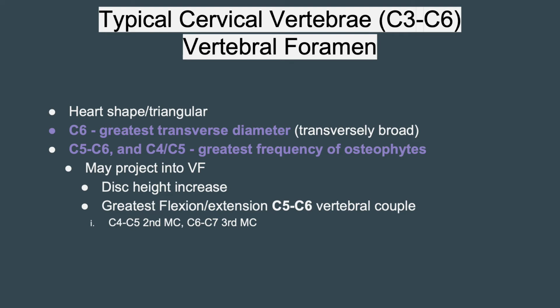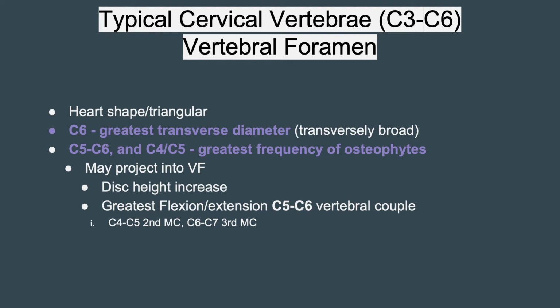So we want to know its shape. It's heart-shaped or triangular. You want to know where it's the biggest. So C6, remember we talked about that when we were talking about where the spinal cord was the largest. So it would make sense that the vertebral foramen is going to have to be its largest there in order to compensate for that larger spinal cord. And remember that was because of all of those nerve roots required for the brachial plexus.